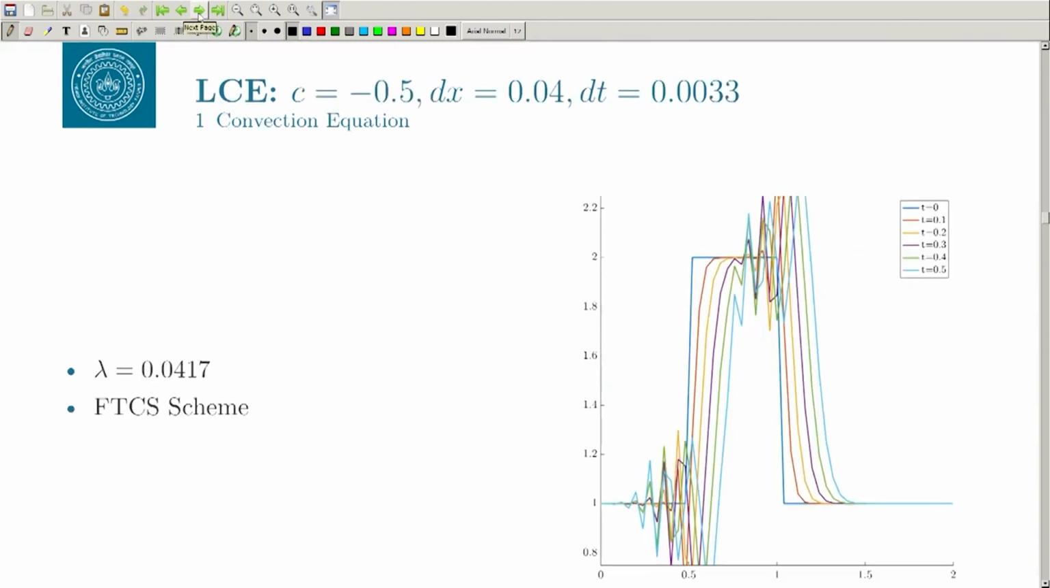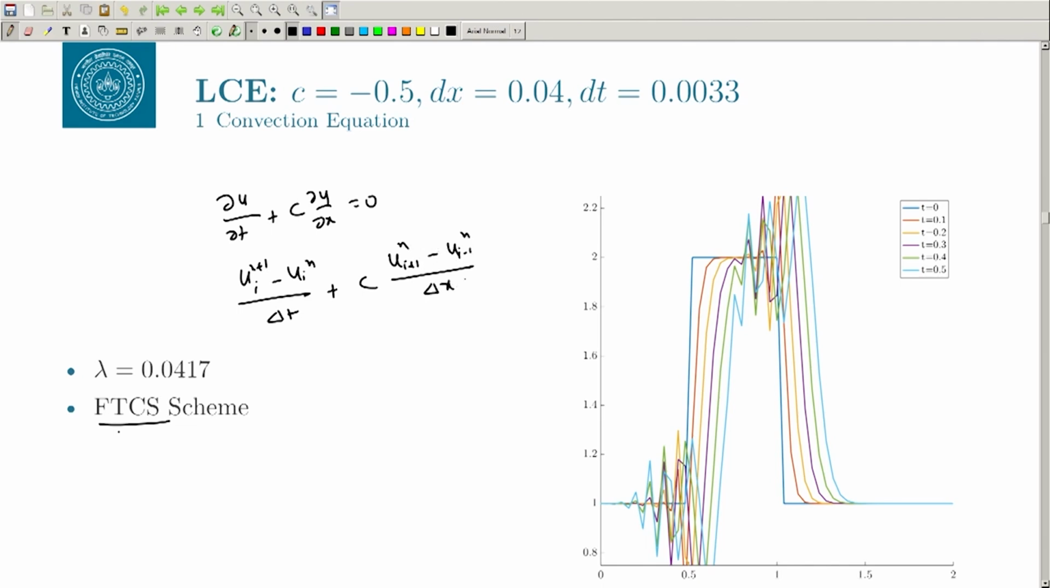Let us do some more experiments. Here what we did, we changed the scheme from FTBS to FTCS. So, forward in time and central in space, that means your equation becomes del u by del t plus C del u by del x equal to 0, and this is (u_i^(n+1) minus u_i^n) by delta t plus C (u_(i+1)^n minus u_(i-1)^n) by delta x.